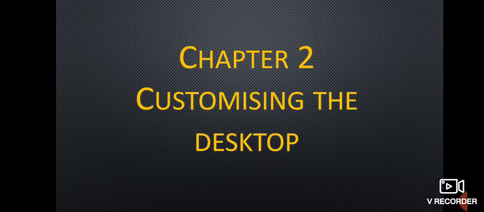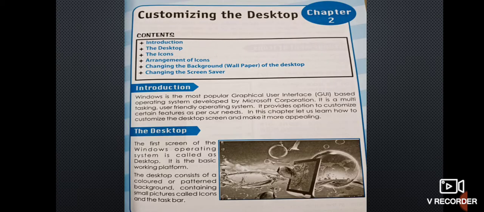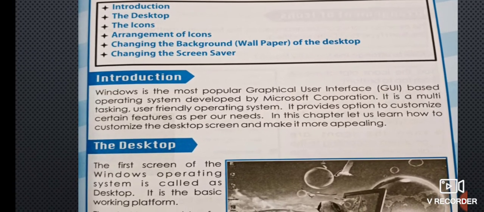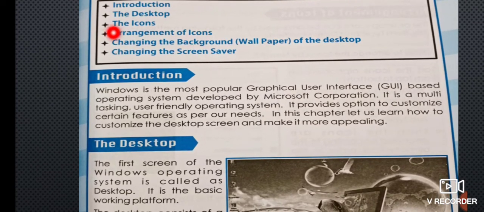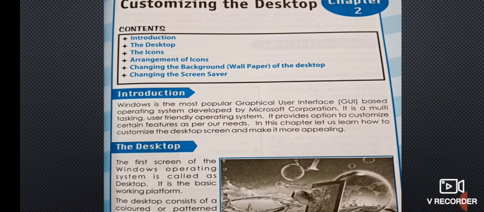Good morning, students. The name of your second chapter in computer science is Customizing the Desktop. In this chapter, you're going to learn what a desktop is, what an icon is, how to arrange the icons, how to change the background of your desktop, and how to change the screensaver.